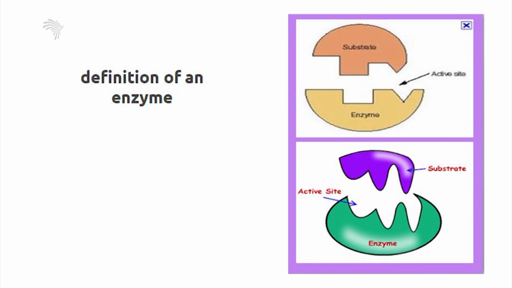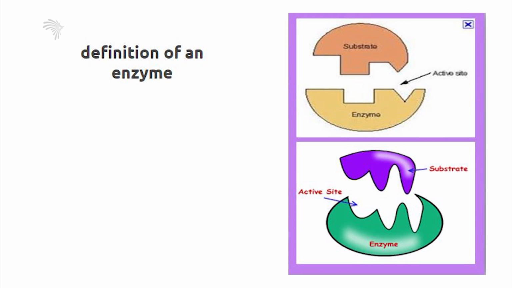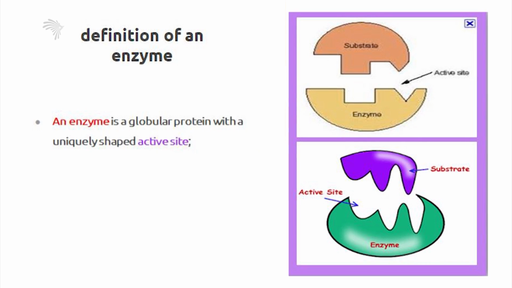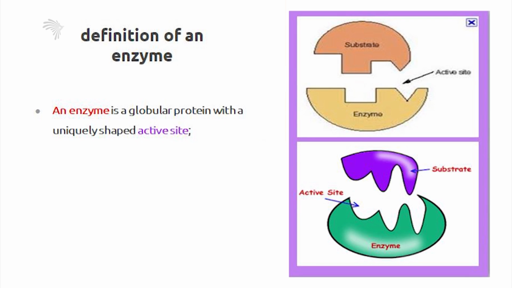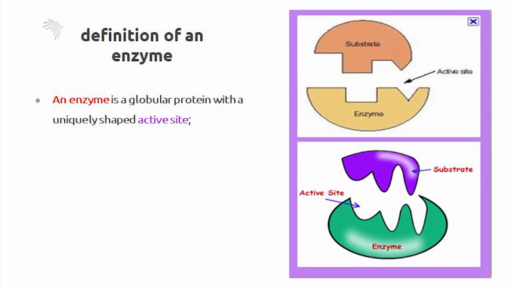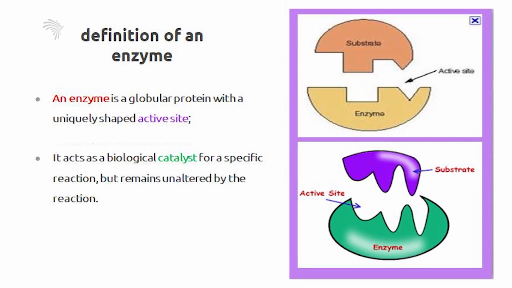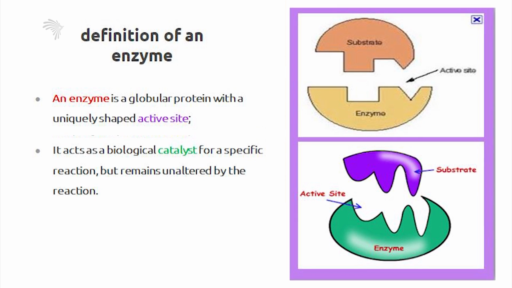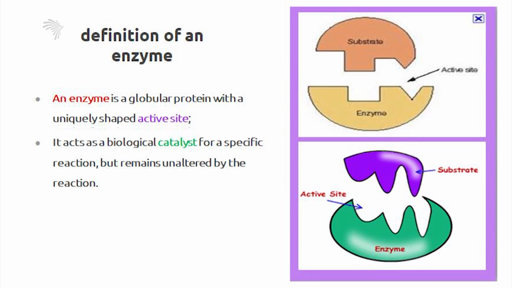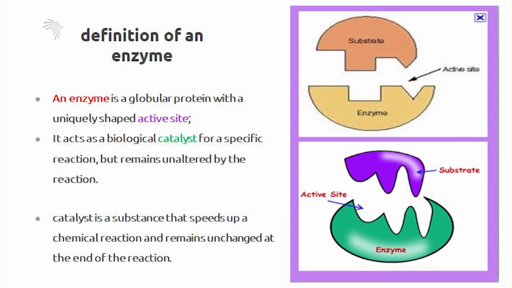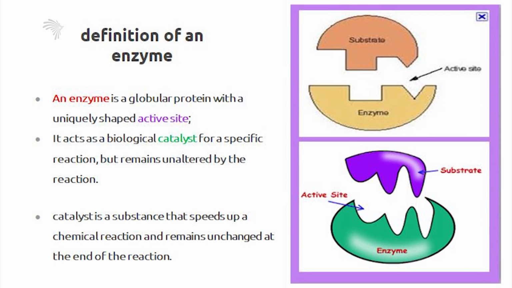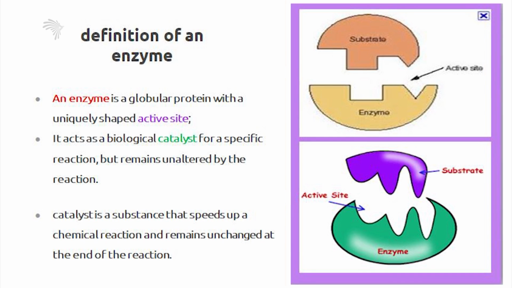We're going to define what an enzyme is. An enzyme is a globular protein with a uniquely shaped active site. It acts as a biological catalyst for a specific reaction, but remains unaltered by the reaction. A catalyst is a substance that speeds up a chemical reaction and remains unchanged at the end of the reaction.